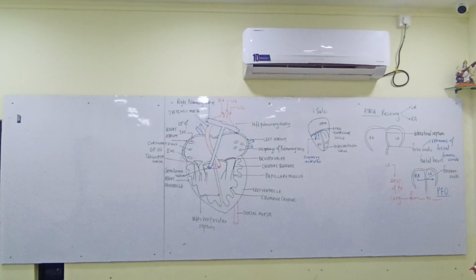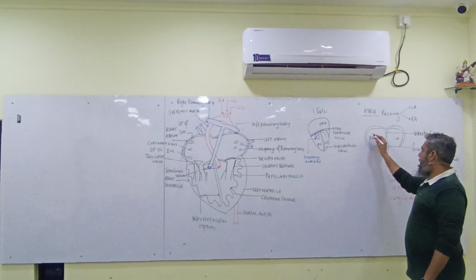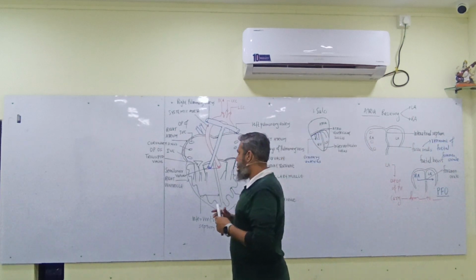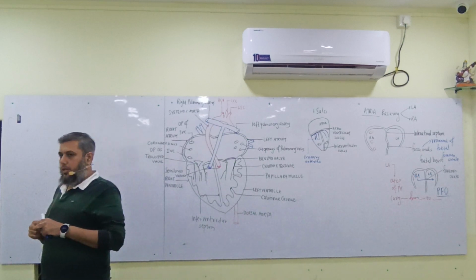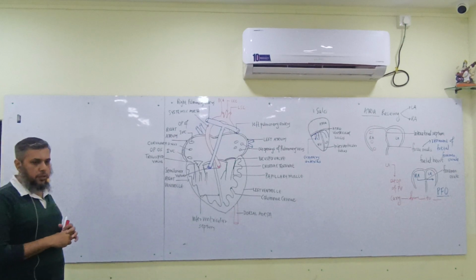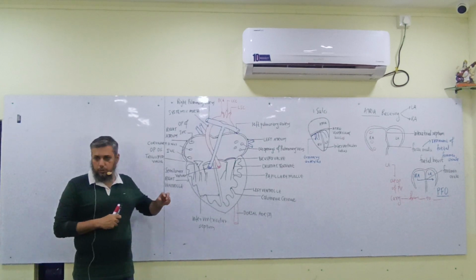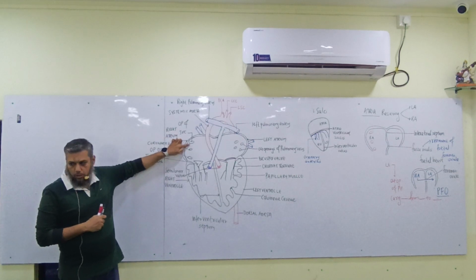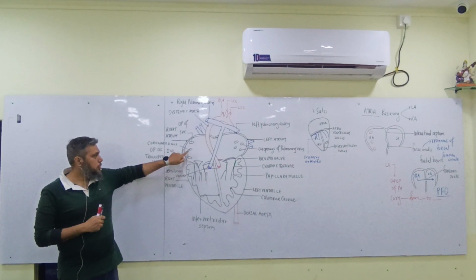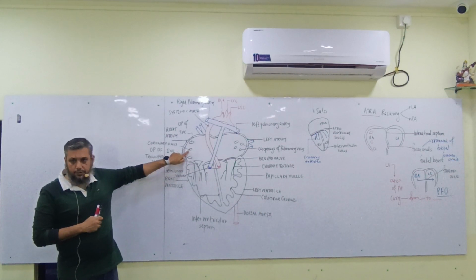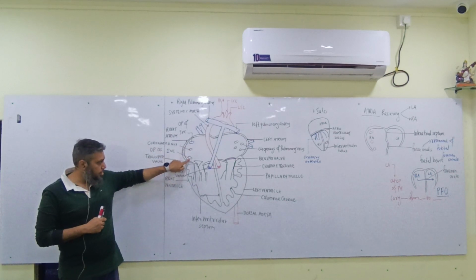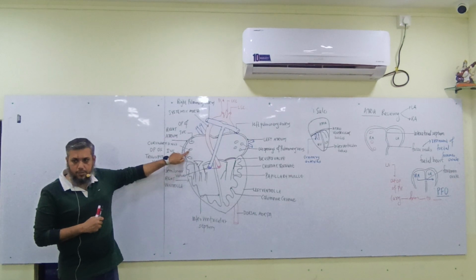Then, when we talk about the right atrium, how many openings does it have? 2 or 3? 3 openings. What are the 3 openings? Opening of the superior vena cava, coronary sinus, and opening of the inferior vena cava. Superior vena cava, inferior vena cava, coronary sinus.